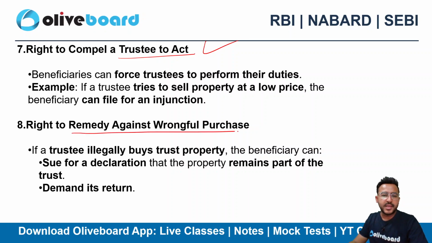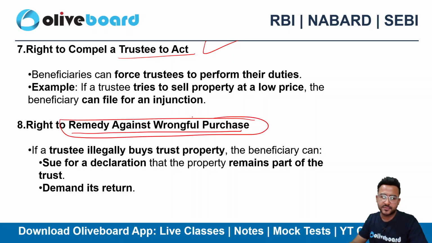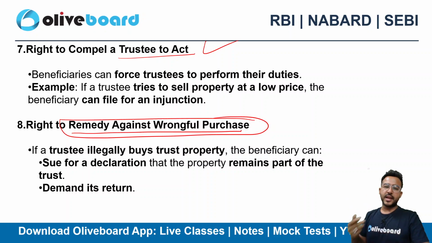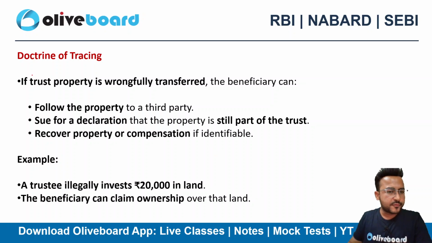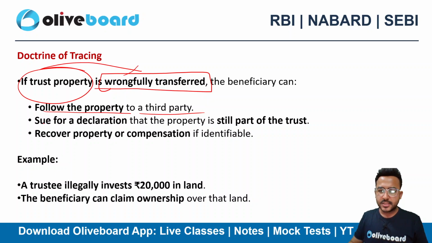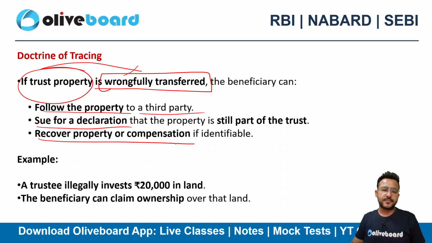Right to remedy against wrongful purchase. If the trustee has illegally bought some property, then they do have a right to act against these kinds of actions of the trustee. Doctrine of tracing. If the trustee has wrongfully transferred the trust property, the beneficiaries can follow the property to the third party, sue for a declaration, recover the property or demand compensation, right?